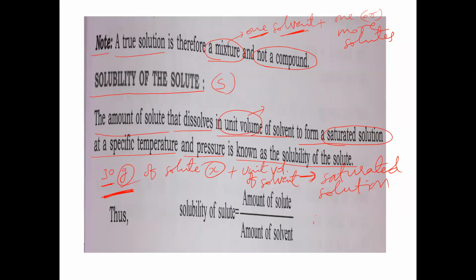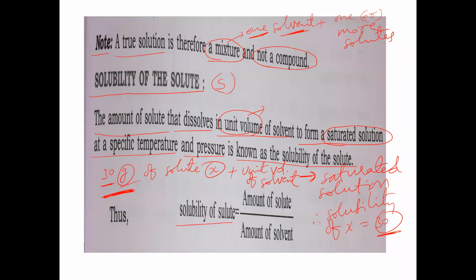Therefore, the solubility of X is equal to 30, we say. What does it mean here? 30 grams of that solute is required to be dissolved in unit volume of solvent to get a saturated solution. Therefore, the solubility should be taken as 30.